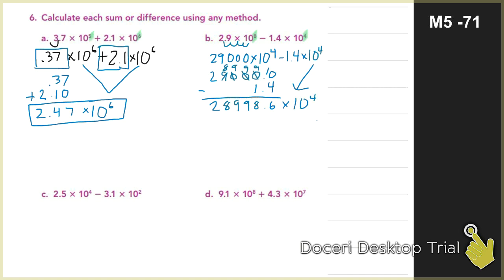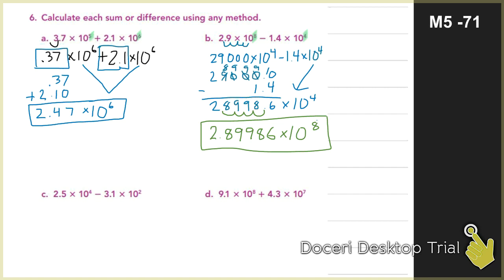And there we go. But, kind of like we saw yesterday, that is not correct scientific notation. So I'm going to have to do some more work here. I need to move this decimal 1, 2, 3, 4 places to make that mantissa between 1 and 10. So now I have 2 and 89,986 millionths times 10 to the 8th because I moved it 4 places. So now it's to the 8th. That is going to become my answer.